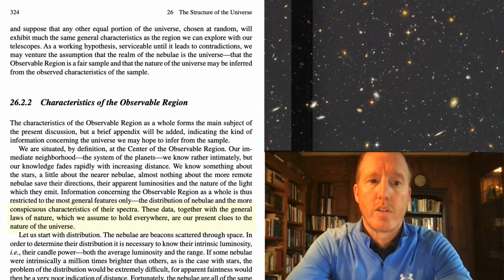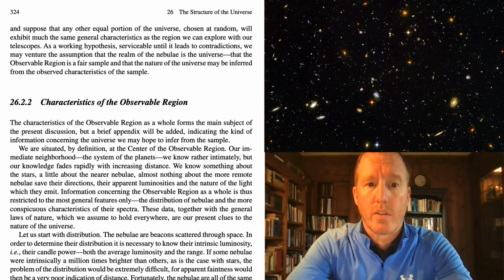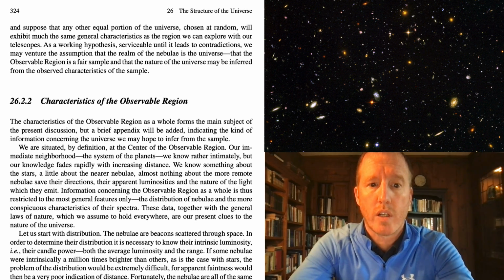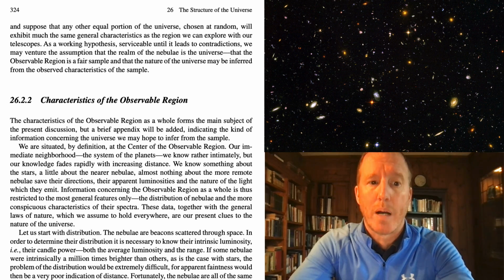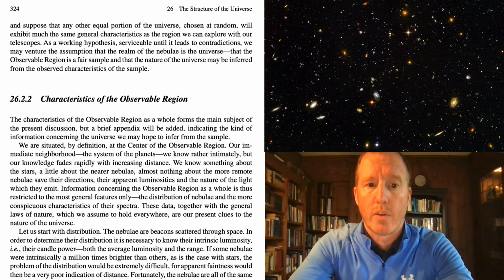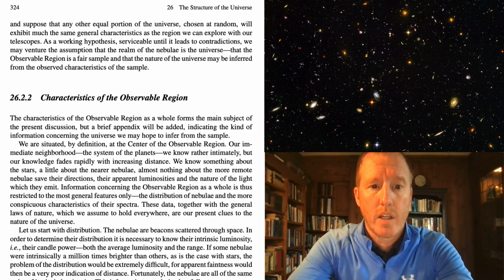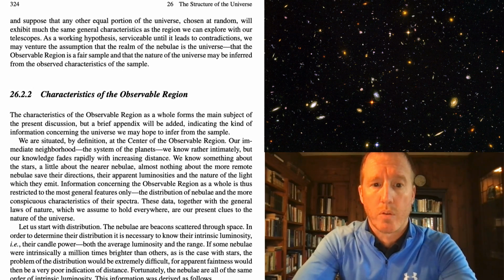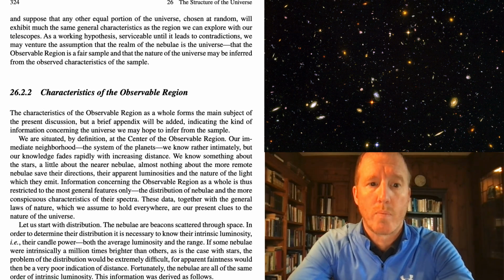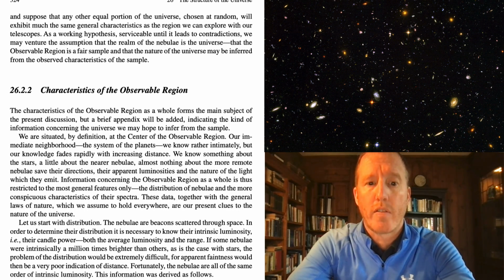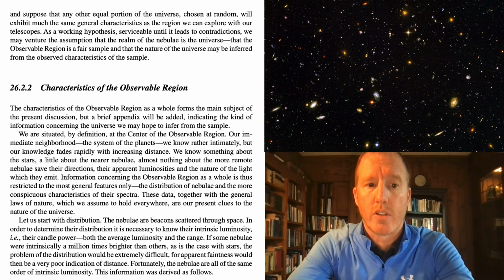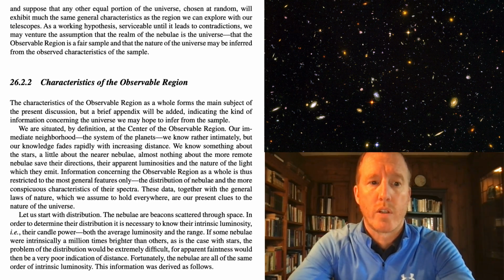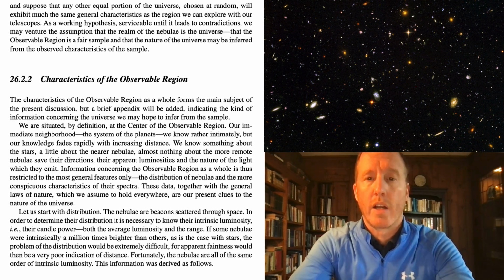Let us start with distribution. The nebulae are beacons scattered through space. In order to determine their distribution, it is necessary to know their intrinsic luminosity, that is, their candle power, both the average luminosity and the range. If some nebulae were intrinsically 1,000,000 times brighter than others, as is the case with stars, the problem of the distribution would be extremely difficult. For apparent faintness would then be a very poor indication of distance. Fortunately, the nebulae are all of the same order of intrinsic luminosity. This information was derived as follows.